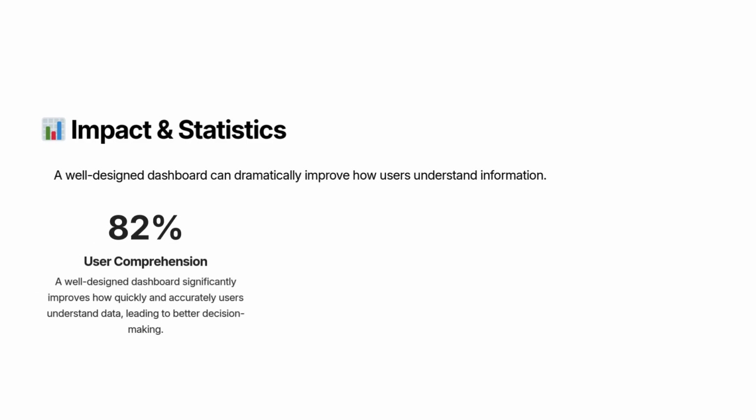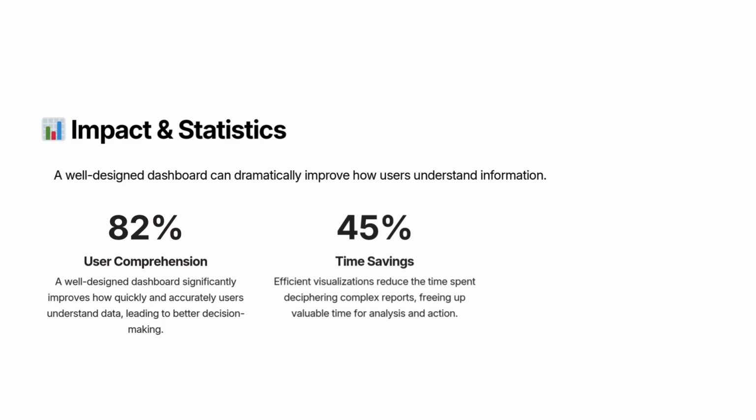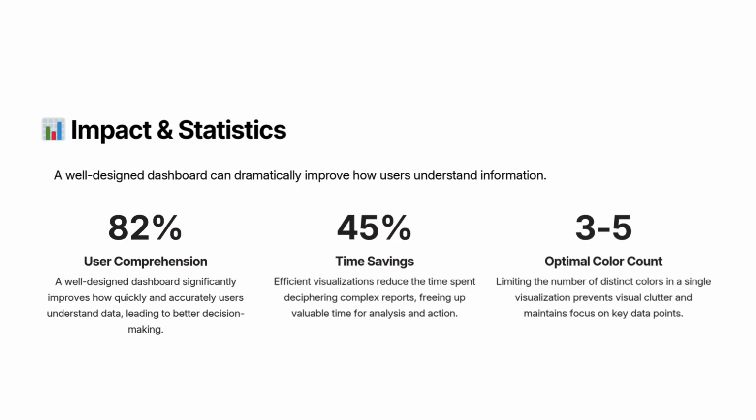Impact and statistics. A well-designed dashboard can dramatically improve how users understand information. Research shows an 82% increase in user comprehension when data is presented clearly and intuitively. Efficient visualizations also save time. Users spend 45% less time trying to interpret complex reports, allowing them to focus more on meaningful analysis and decision-making. And when it comes to color usage, the optimal range is just 3 to 5 distinct colors. Keeping your palette simple reduces visual clutter and ensures attention stays on the most important data points.